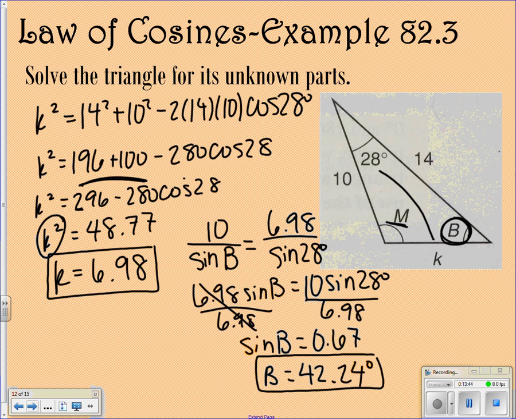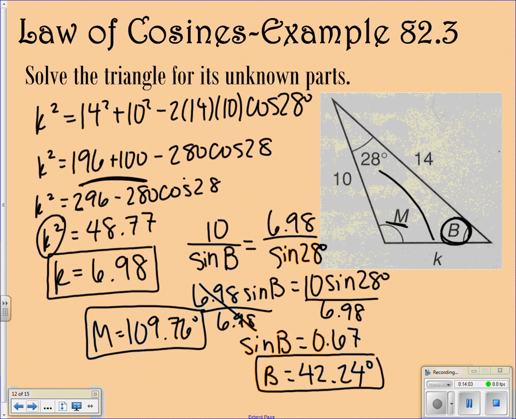So that's angle B. And then to find angle M, we're going to subtract that and 28 from 180. And so angle M is 109.76 degrees. And so those would be your 3 missing values.